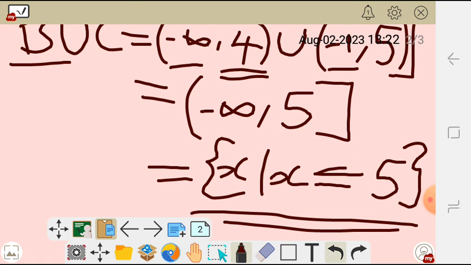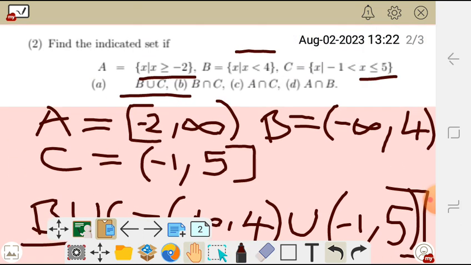We are going to look at the next question in the next video. In the next video, we're going to look at B intersection C.